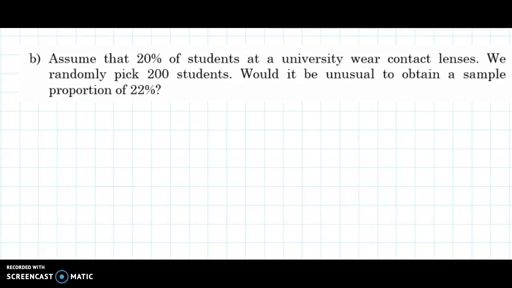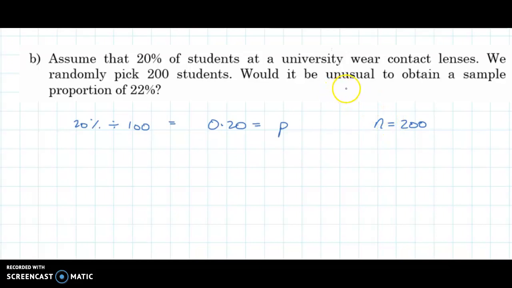Assume that 20% of students at a university wear contact lenses. Now, 20%, if we divide that by 100, we get 0.20, and that's equal to P, or population proportion. We're assuming that 0.2 of all students wear contact lenses. Now, we randomly pick 200 students. So N equals 200, that's the number in the sample.